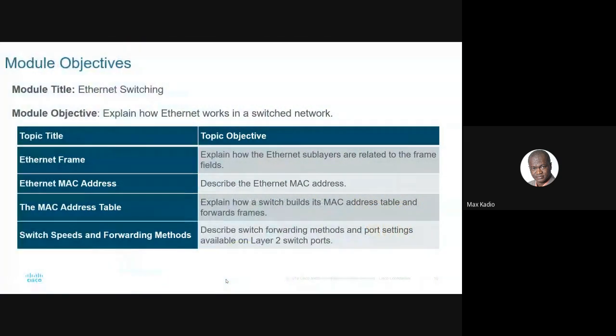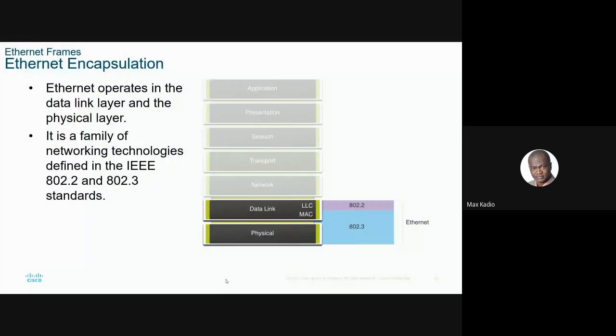Ethernet switching, what is here, frames. Okay, so what we are doing now, we are dealing with the OSI model. We have 7 layers. You should know them by heart. Layer 1, physical. Layer 2, data link. Layer 3, layer 4.